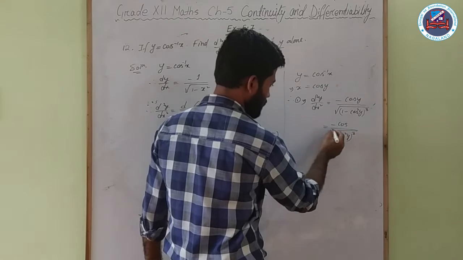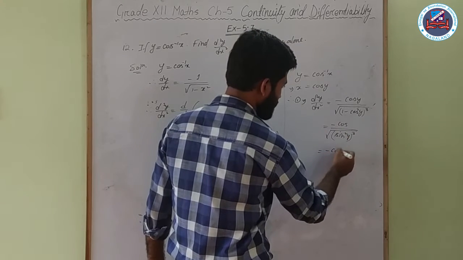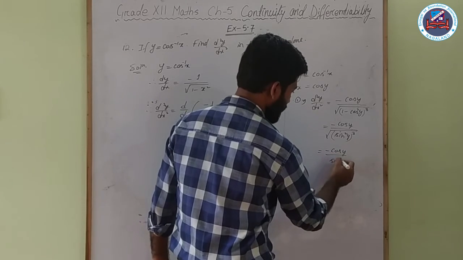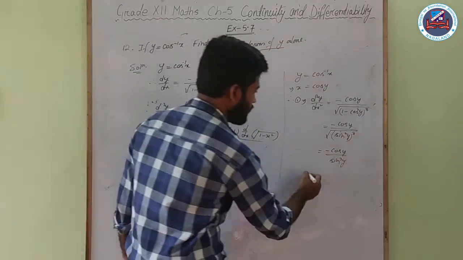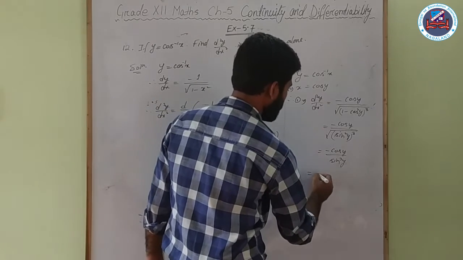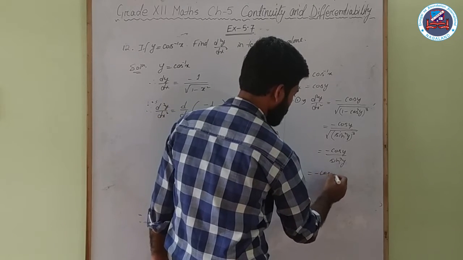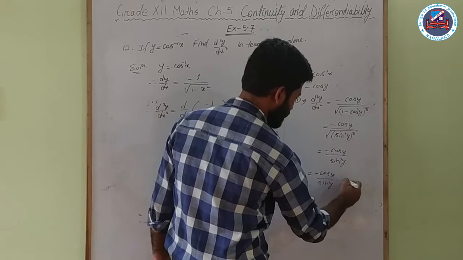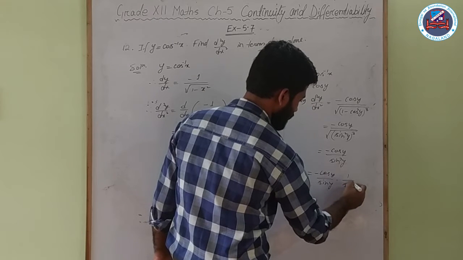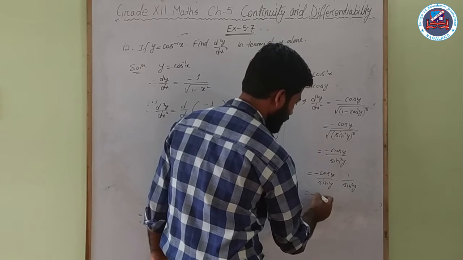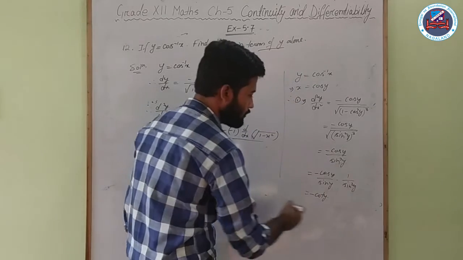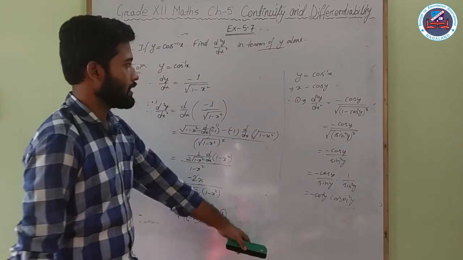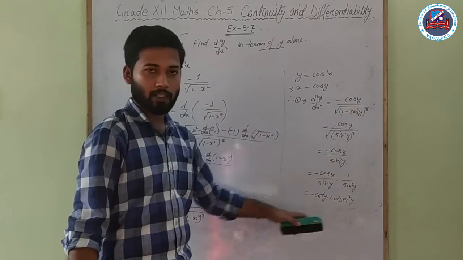So I can cancel out the square and the root. So this will give us cos y by sin cube y. Fine. Now that is equal to minus of cos y by, I can keep sin y here, and I can take the other sin square y here. So this will be minus cot y into cosec square y. So we have expressed the second derivative in terms of y.